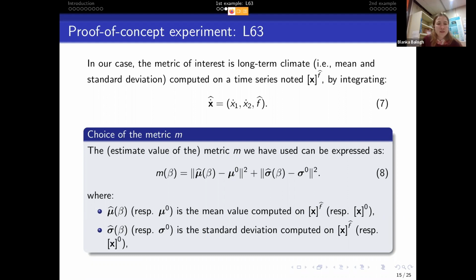And so a very simple choice of the minimization metric, that I will note M in the following, can be expressed as equation 8. So M of beta is equal to the L2 norm of the error between the mean value computed on x f hat, so the orbit generated by integration of equation 7, and the mean value computed on the reference orbit, and the same difference between standard deviations, computed on orbits generated with the neural network-based parameterization and on the reference dataset.